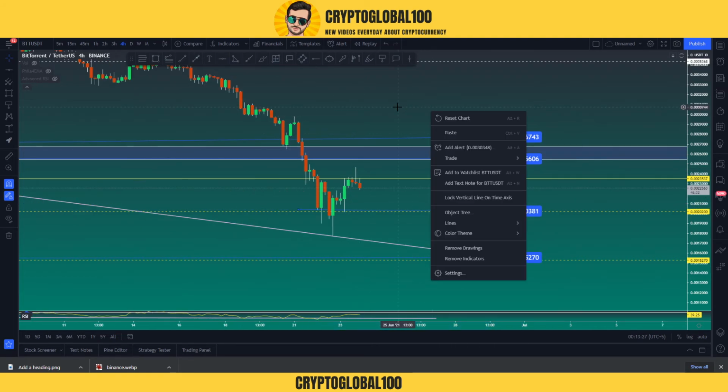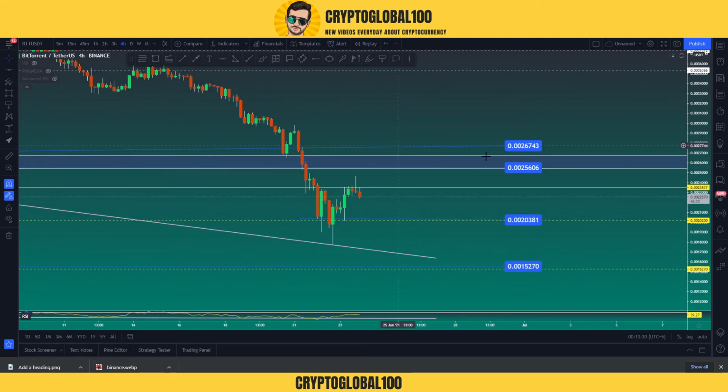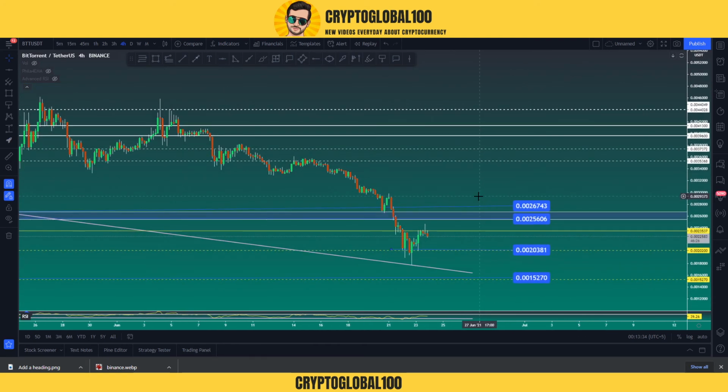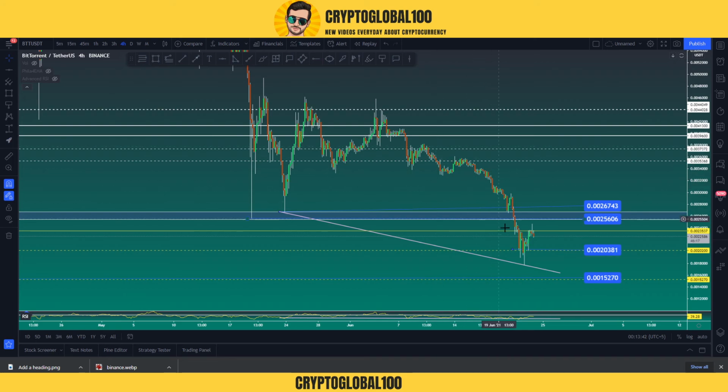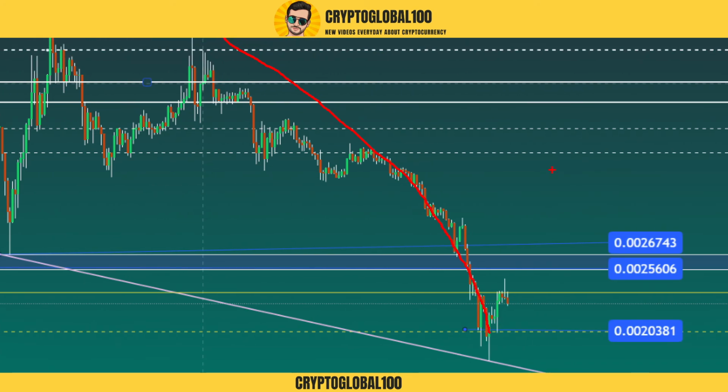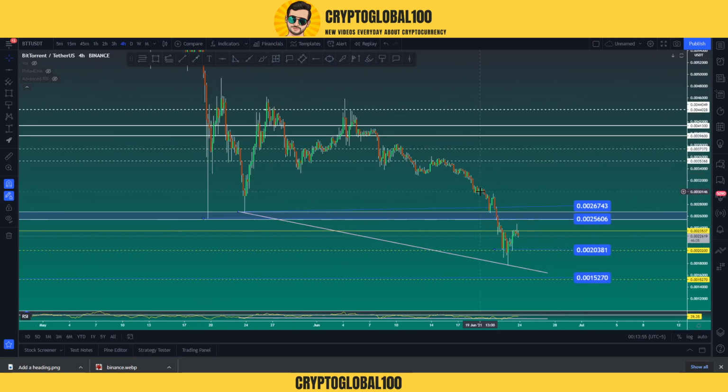Okay guys, so this is the current scenario of BitTorrent. If you want to hold for the longer time frame, then it's a good signal. You can buy and hold, because we are already down. On the downside, you can see we have a sharp decline, like a parabolic move, but to the downside. So if we consolidate for a few days, we can have a parabolic move on the upside as well.